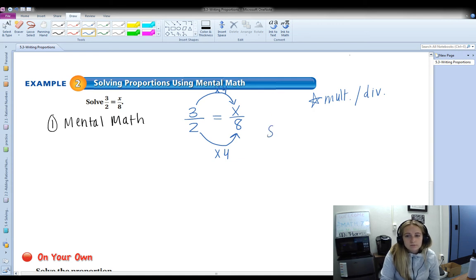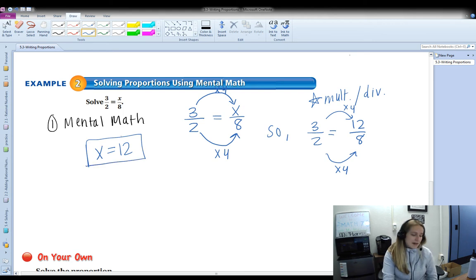So let's write it over here. 3 over 2 equals 12 over 8. Again, you multiply by 4 to get there. So your x equals 12. That's how you would solve your x, okay? So that's using mental math.